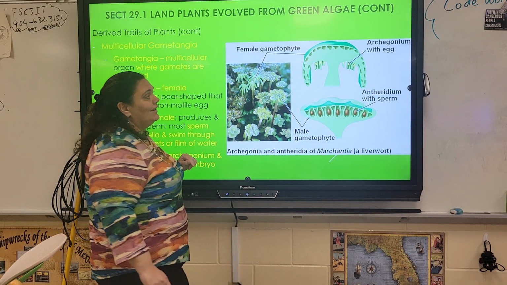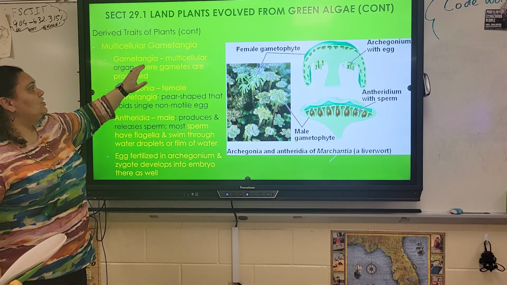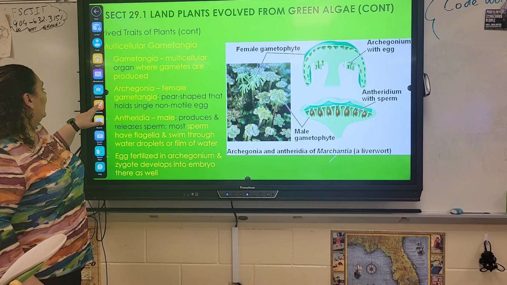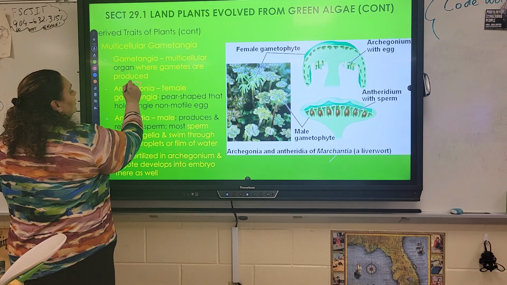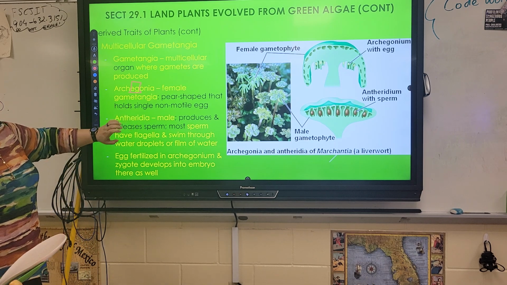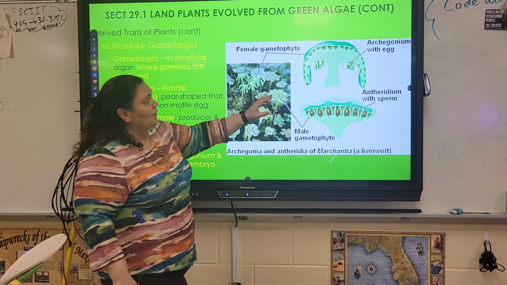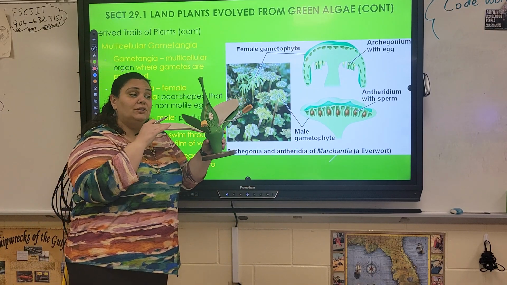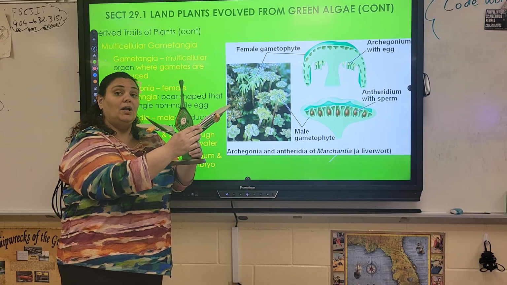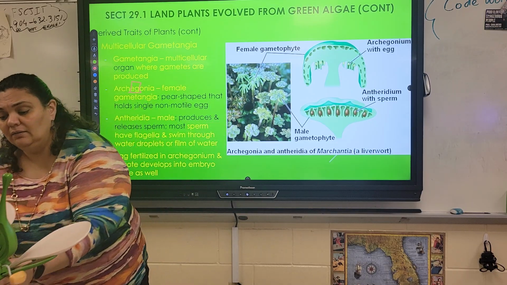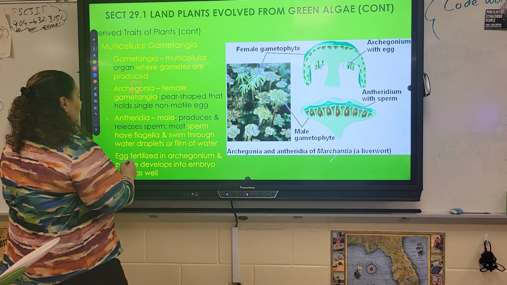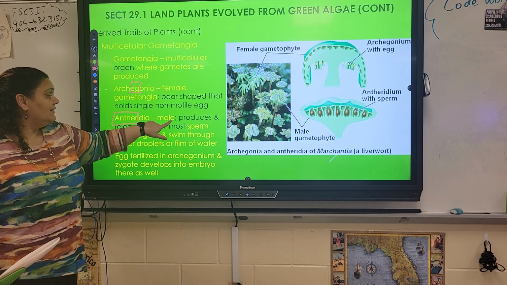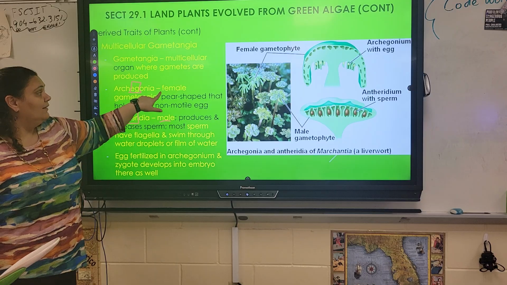Your multicellular gametangia. So, gametangia, multicellular, where the gametes are produced, and your archegonia, so egg, is how you remember it. The female gametangia, this is where you actually have the egg that's being kept, and if you remember your parts of your flowers, this right here that produces the pollen is called the anther. Well, antheridia is how we remember that the antheridia is the male part and the archegonia, egg, is the female part.